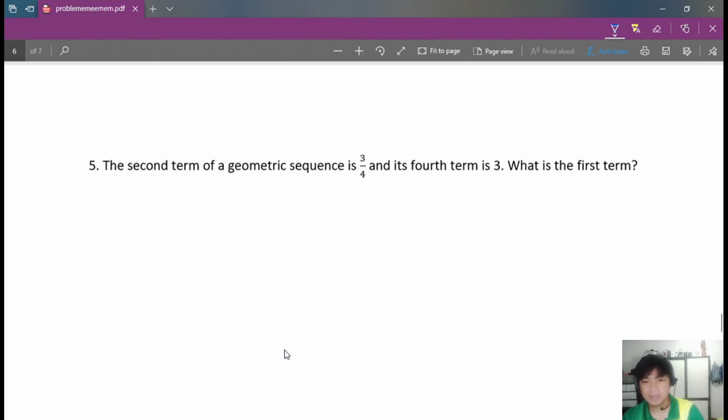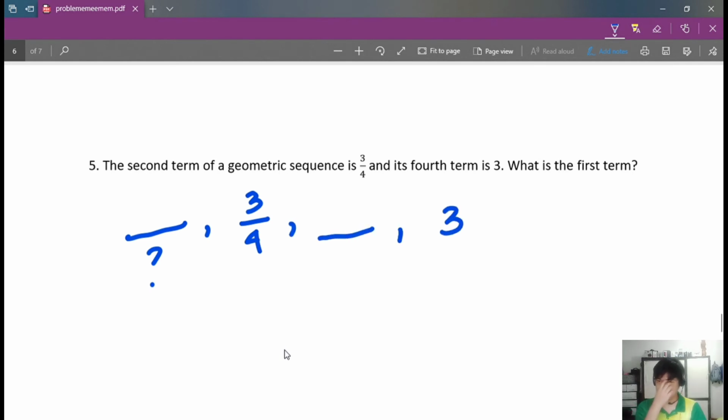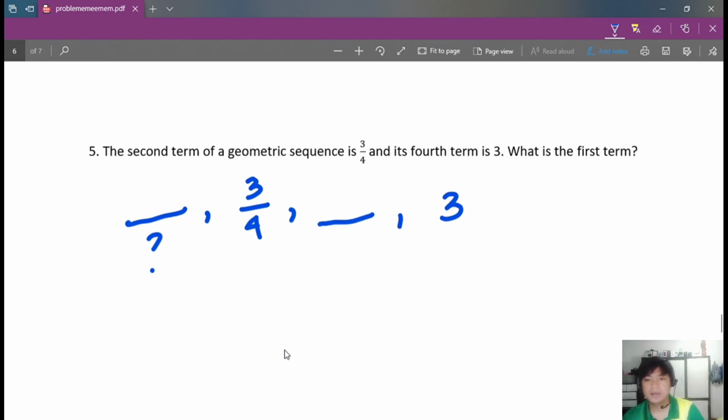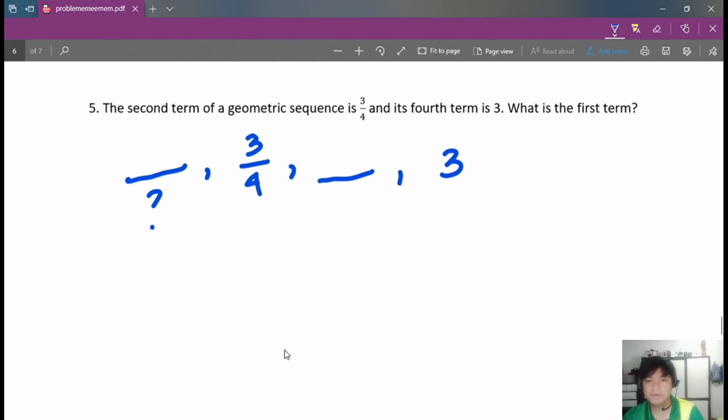So, magiging itsura niya ng ating problem is blank yung first term because we're looking for the first term. The second term is 3/4. The third is missing and the fourth is 3. So, ang gagawin natin, hanapin natin yung first term. But before we can identify the first term, identify muna natin ang common ratio. Since walang dalawang numbers na magkasunod, we can use the formula, a sub n is equal to a sub 1 r raised to n minus 1.